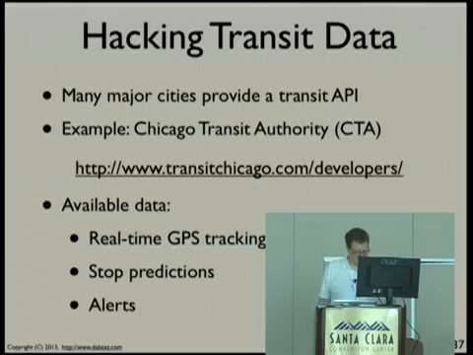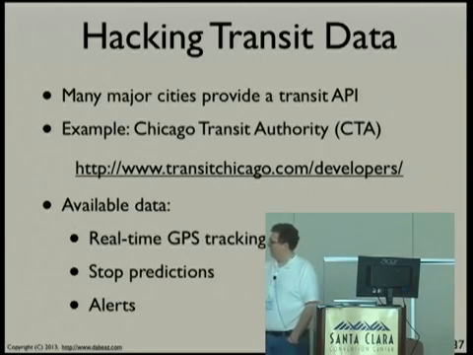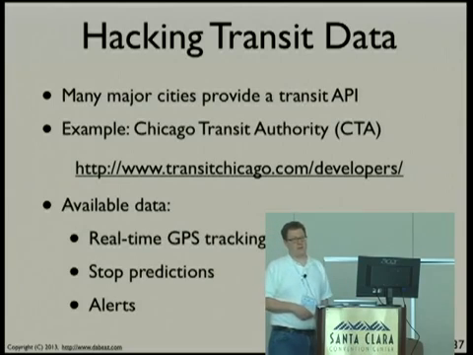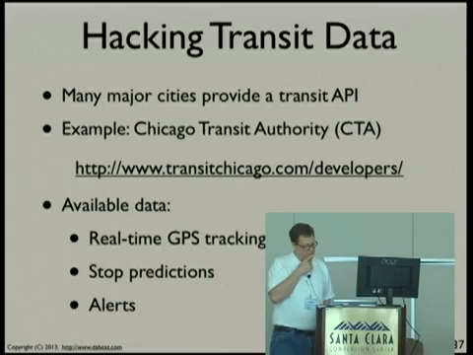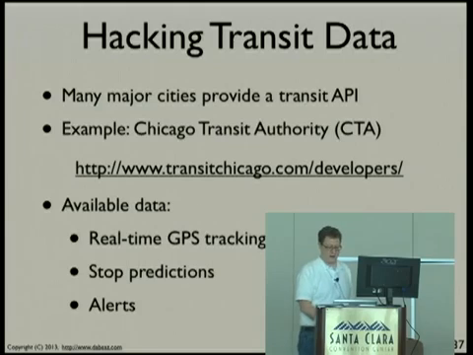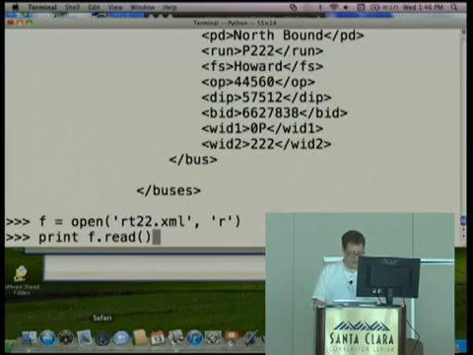It turns out that most cities out there, at least the big ones, are publishing APIs for their transit systems. This includes things like the bus system, subways, trains, that sort of stuff. The thing that we just looked at is basically from the Chicago Transit Authority. They actually have a website for developers. If you go to this website, transitchicago.com/developers. Actually, let's go ahead and do that.